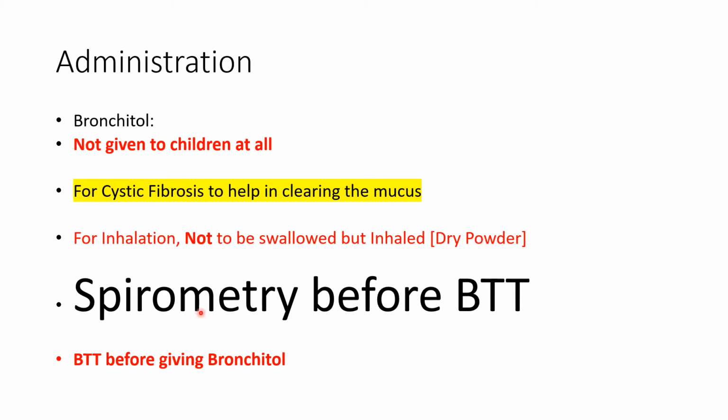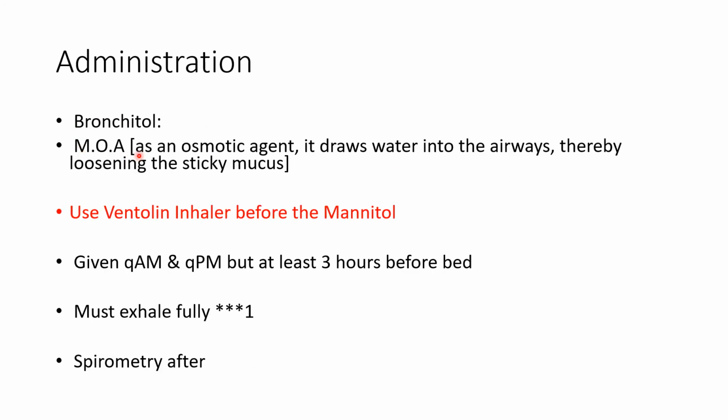It is a dry powder. We must have pulmonary function tests done through spirometry before Bronchitol tolerance tests. Bronchitol tolerance tests must be done before you give Bronchitol, okay? I've said that as a repetition. I'll not go over that again. The mechanism of action of Bronchitol is essentially that it's an osmotic agent. So it draws water into the airways, thereby loosening the sticky mucus. And then the individual with cystic fibrosis can expectorate. We have to use a Ventolin inhaler, that is a short-acting beta-2 agonist, before administering mannitol. Okay? Then we can give it in the morning and also at night, but at least 3 hours before bedtime.